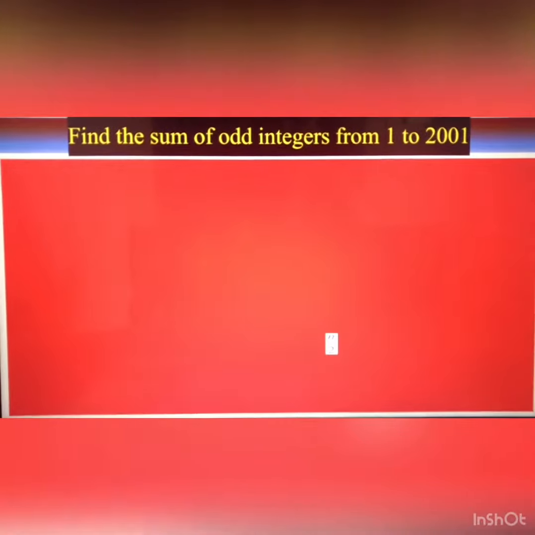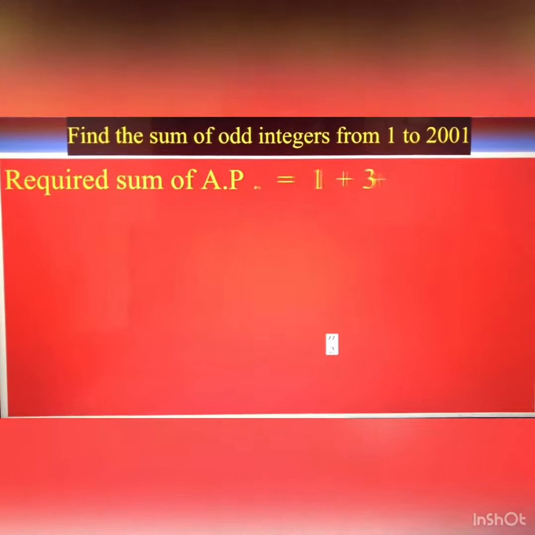2001, including 1 and 2001. So the odd integers are 1 plus 3 plus 5 and up to the last, 2001. These are all the odd integers. First of all, we will find how many terms this AP contains.